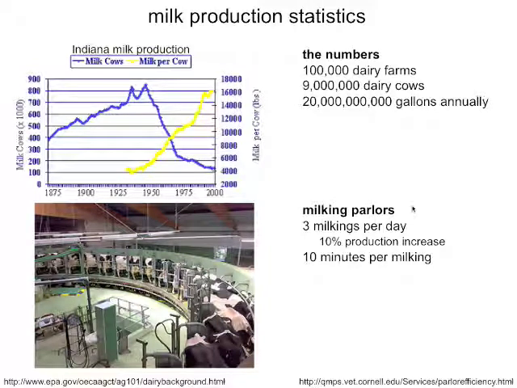Let's look at milk production statistics. Let's run through the numbers quickly. 100,000 dairy farms. Now this is from the 2000 census, so this number is probably different currently. 9 million dairy cows in the national herd at that point. 20 billion gallons of milk produced annually in the United States.